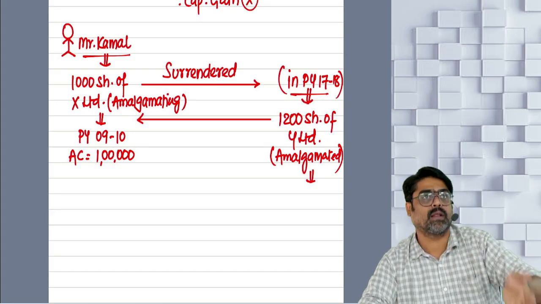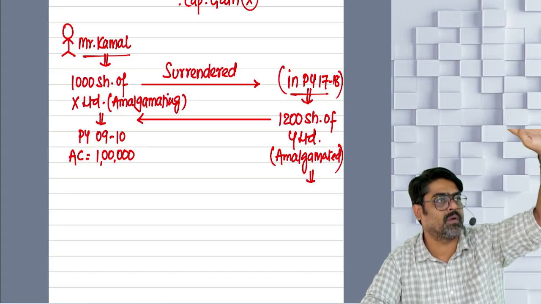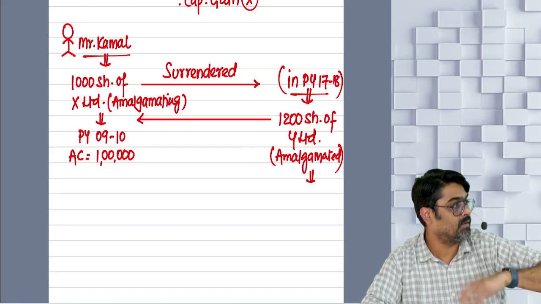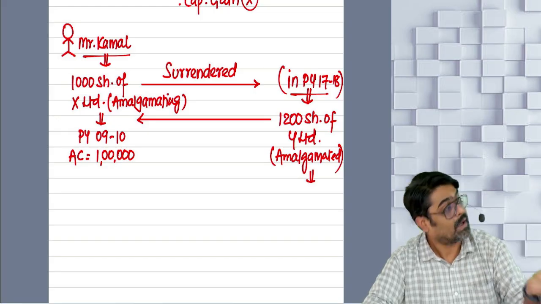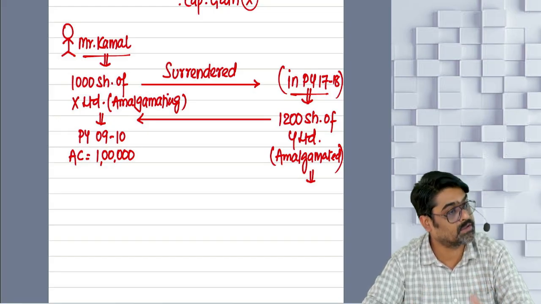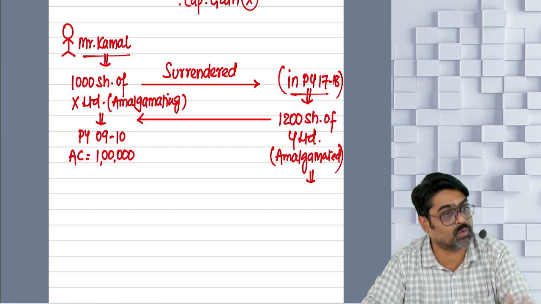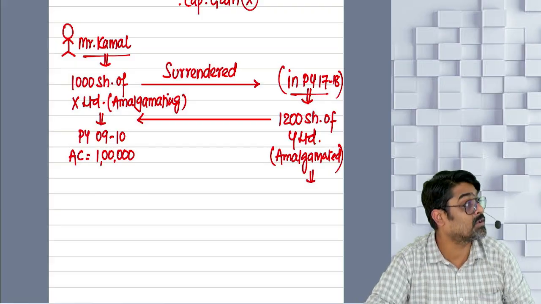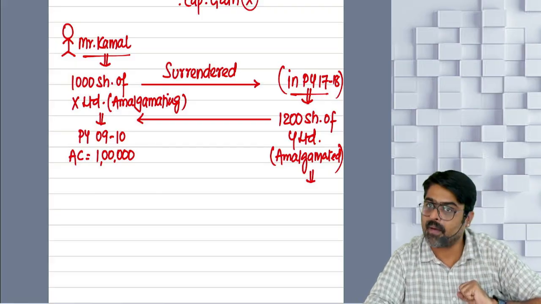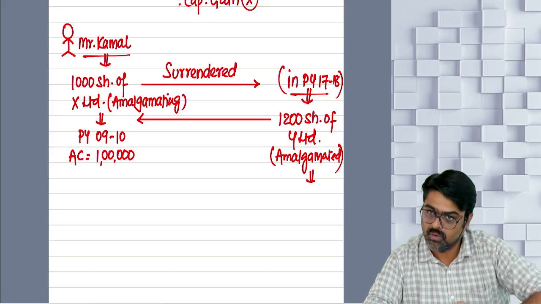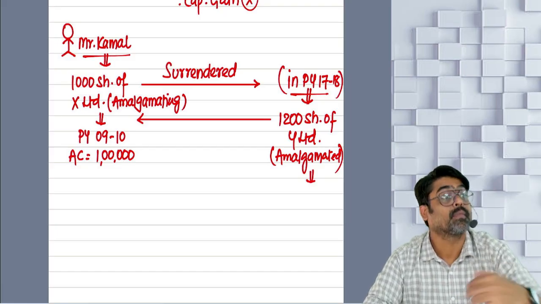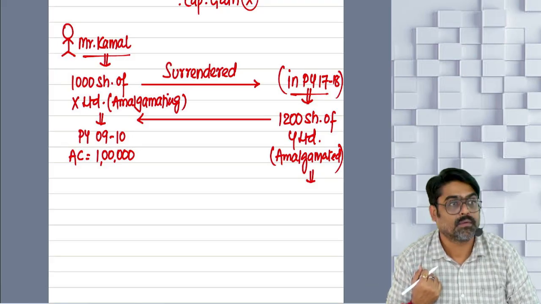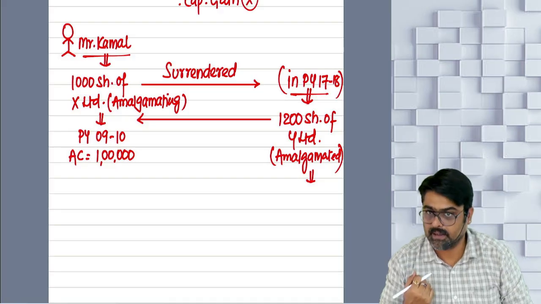So in the scheme of amalgamation, the entire business of the amalgamating company will go to the amalgamated company. Yes or no? And the shareholders of the amalgamating company will also get shares of the amalgamated company, because you are no more a shareholder of the amalgamating company. That company ceases to exist now. So please surrender your shares, and in return you are going to get the new shares of the amalgamated company. Getting my point? So 1000 shares you had to surrender, and in return you are getting 1200 shares of which company? Amalgamated company. Yes or no?